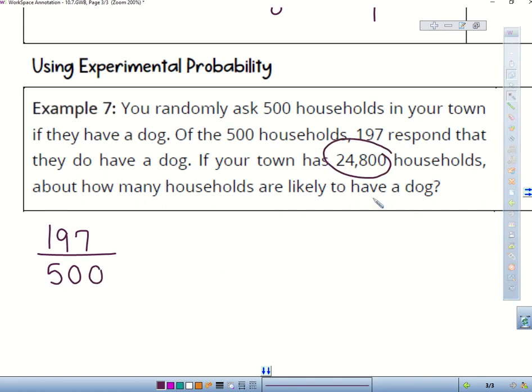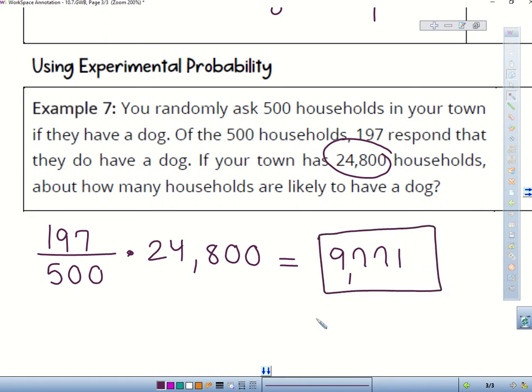How could we then apply the experiment to the rest of the people in the town? This divided by this, and you multiply it by 24,800. Good. You multiply it by the number of households, and that's going to give you 9,771. Does this number mean that's exactly how many people have dogs? Not really. It's just likely. So the only way to be sure of that would be to actually ask each person in each household separately. But they did it the faster way, and they asked a few, and then they used the chance of that happening.